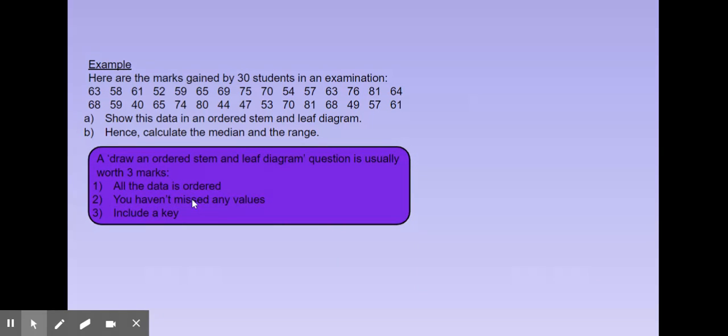An ordered stem and leaf diagram is usually worth 3 marks, so you can see how the marks are distributed. All the data has to be ordered, you don't miss any values, and you include a key. So each and every criterion will provide you a mark.